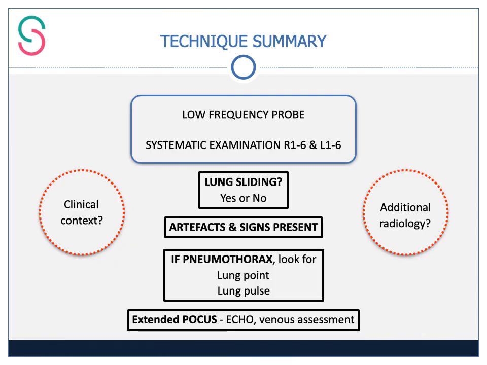So again, just to summarize the important points for lung ultrasound, you usually need to use a low frequency probe, perform a systematic examination, either 4 zones per hemithorax or 6 zones, and then ask yourself the questions: is there lung sliding? Do I see artifacts? And if I do, what are they? Do I see consolidation? Do I see pleural effusion?